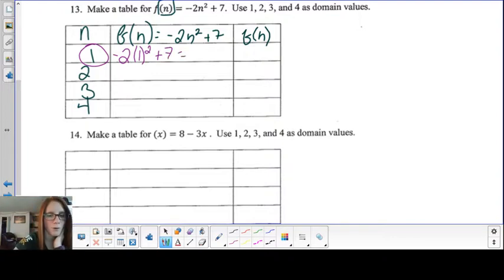Now we know with my order of operations, we have to do our exponents first. So 1 squared. So 1 times 1, because it's the same thing twice, is 1. So then I have -2 times 1 plus 7. Well, -2 times 1 is just -2. So then I have -2 plus 7, which will give me 5. So when I plug in n, in this case n is 1, my answer will be 5.